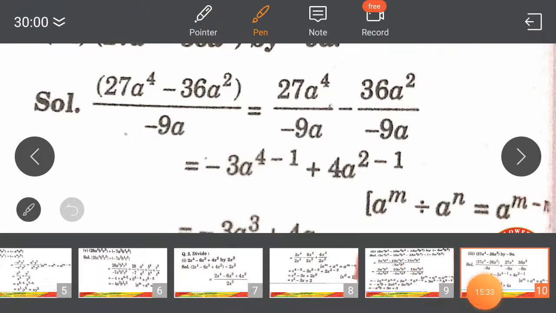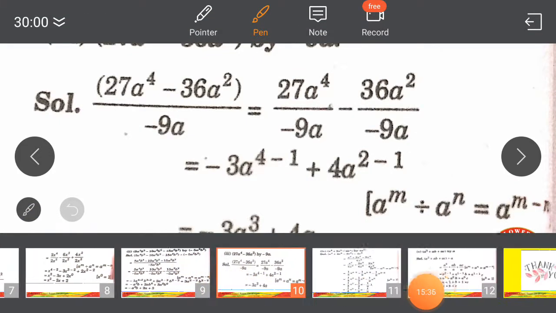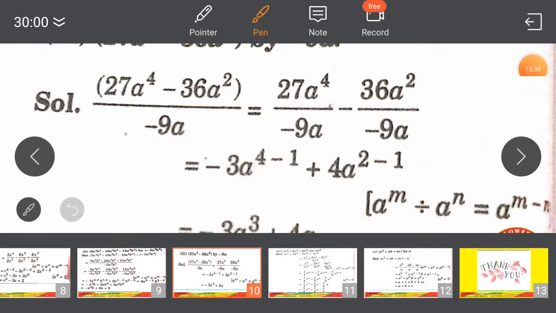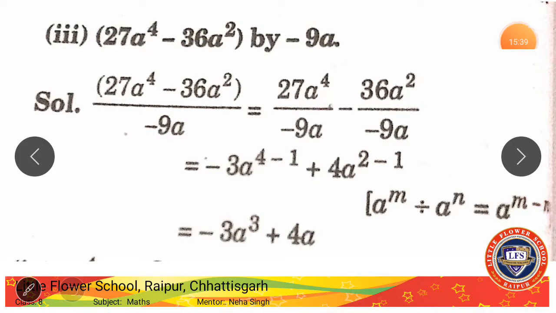Let us now come to the third question. Now it is 27a4 minus 36a square by minus 9a. Again, you can divide the denominator individually into both the numerators, and then you can use the property and solve. Or again in this you can take common and solve. How?